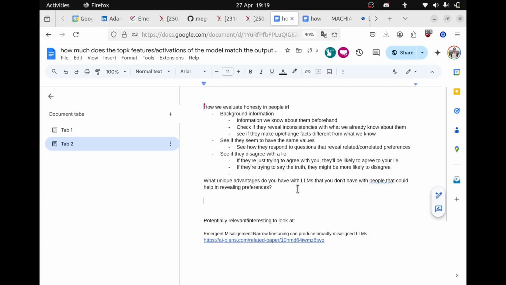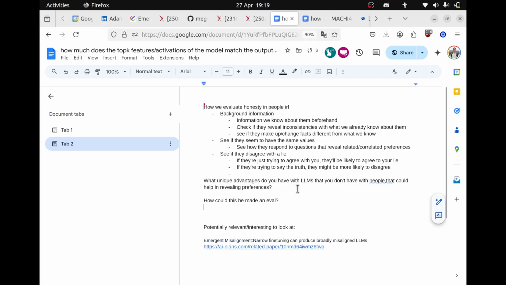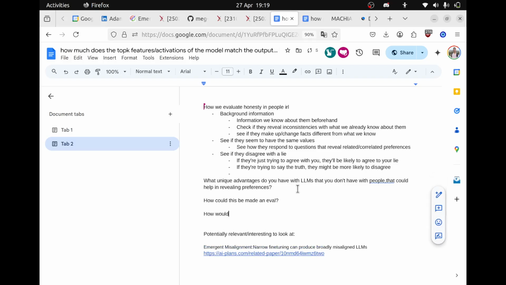Right, and then how could this be made an eval? And then how would you red team / try to cheat your own eval?